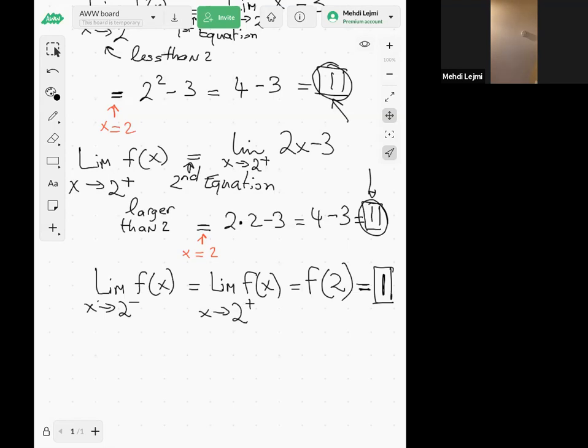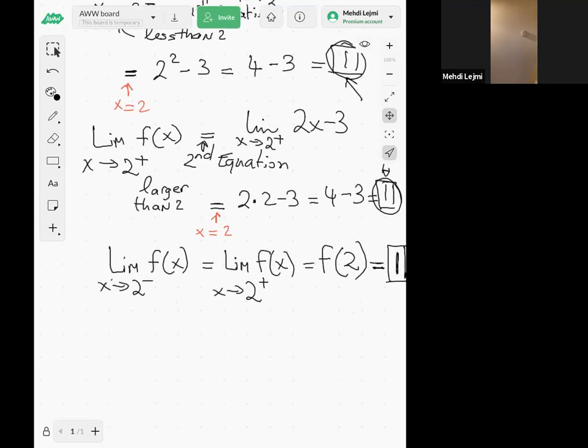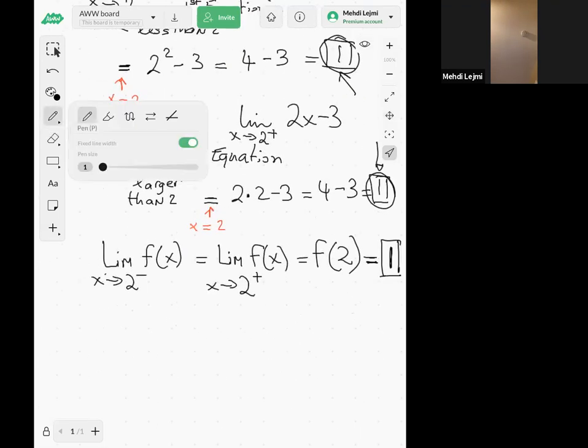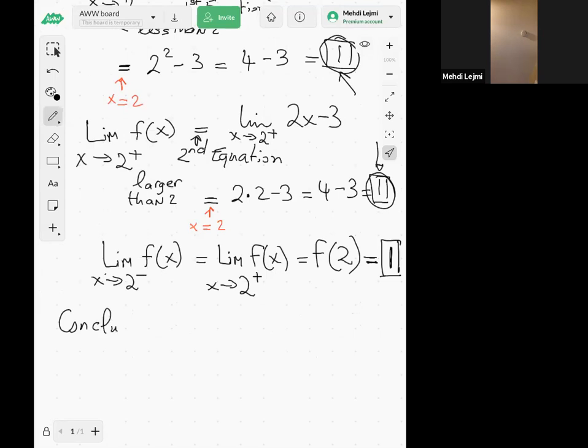But for this one here, this one is continuous actually, because the limit from the left is equal to the limit from the right. So then here, conclusion. So this is the conclusion. So yes, f of x is actually continuous.